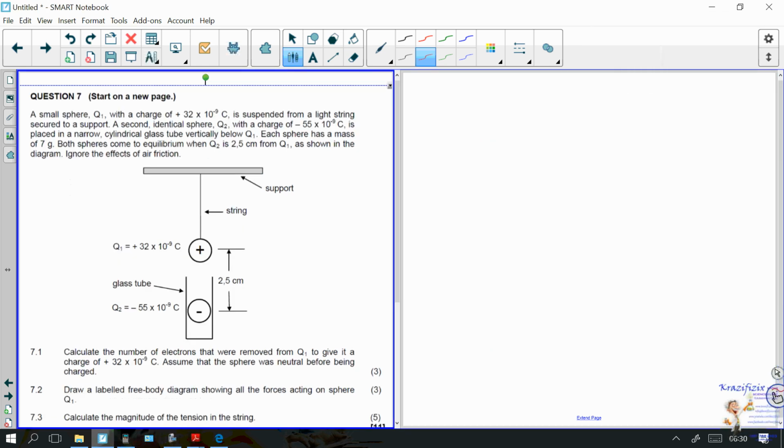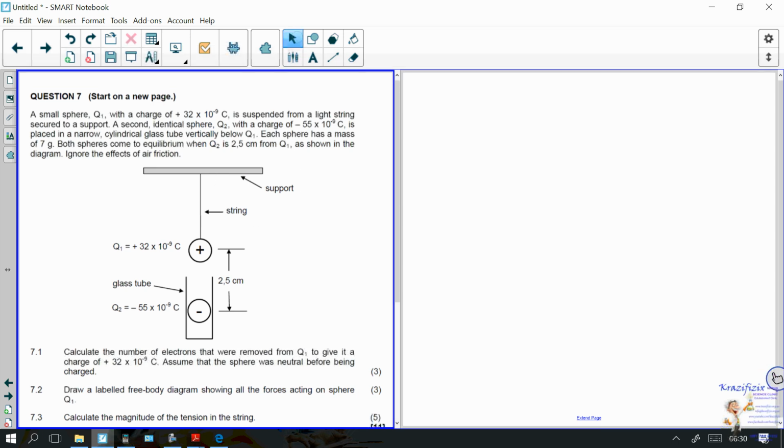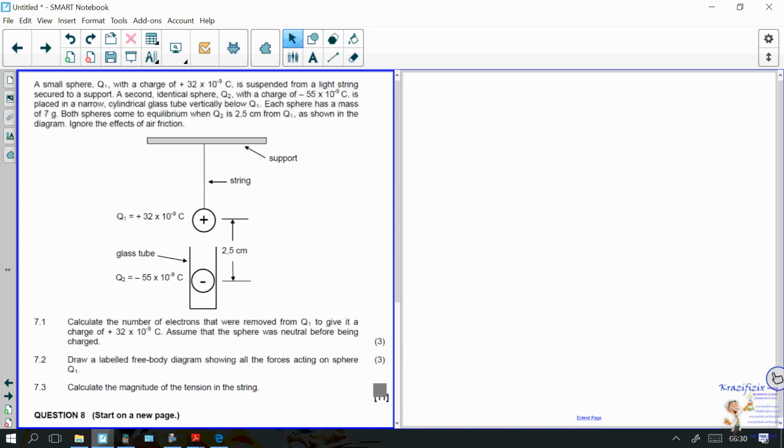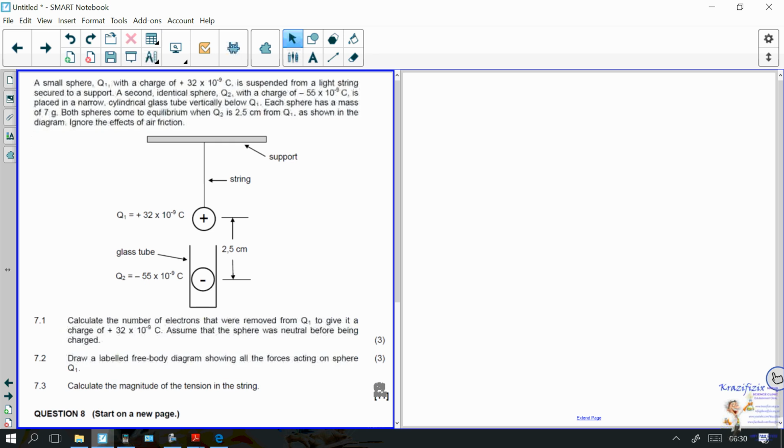All right. We're bringing in a new dimension of question here. A small sphere Q1 with a charge of 32 times 10 to the power negative 9 coulombs is suspended from a light string secured to a support. A second identical charge Q2 with a charge of negative 55 times 10 to the power negative 9 is placed on a narrow cylindrical glass tube vertically below Q1. Each sphere has a mass of 7 grams.